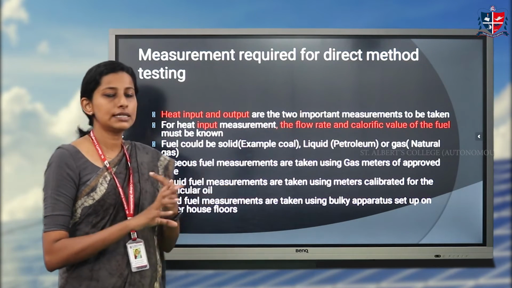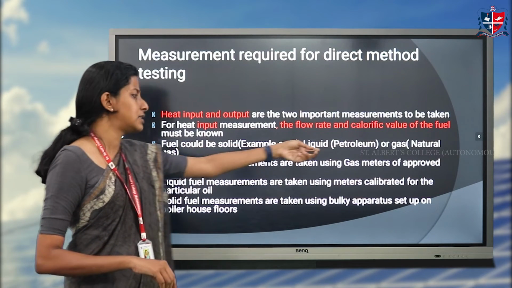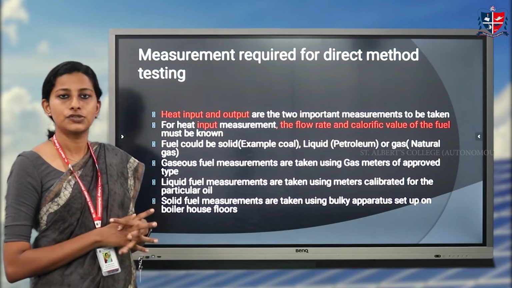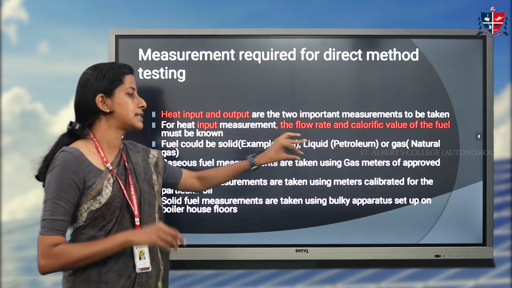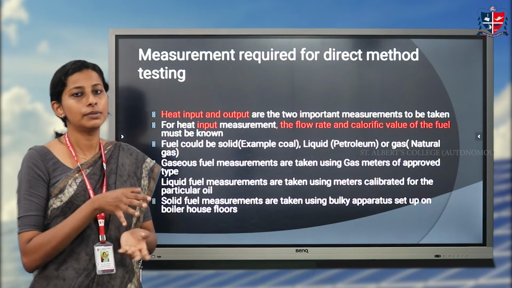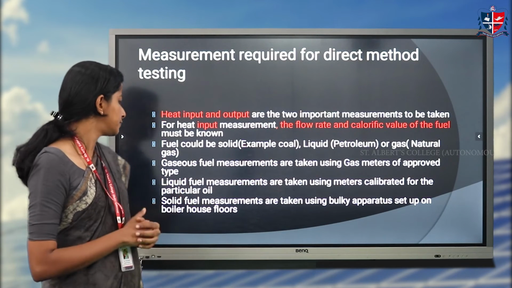So fuels are basically, as I said, of three types. Solid fuels, liquid fuels, and gaseous fuels. Liquid fuel examples are liquid petroleum, etc. Solid is coal, or gaseous fuels like natural gas. Each of these fuels has its own calorific value, which is already predetermined in chemical laboratories. That is multiplied with the flow rate to get the heat input. So hope that is clear.